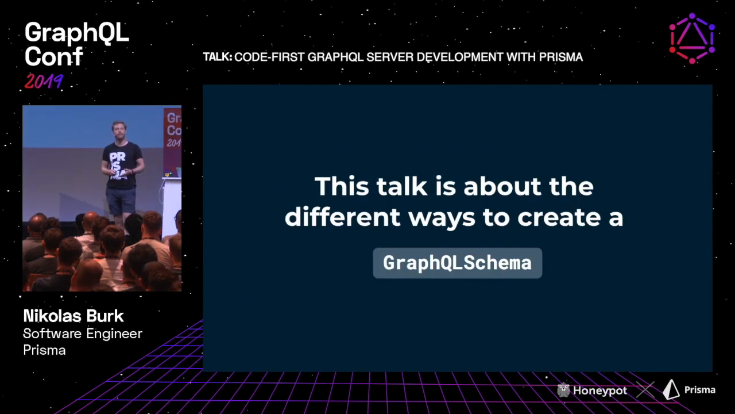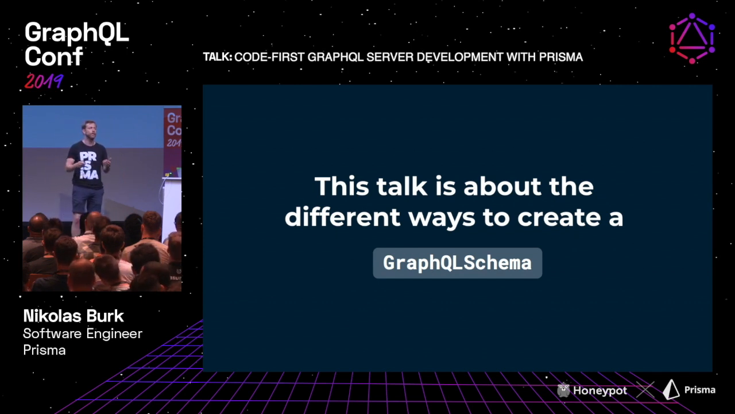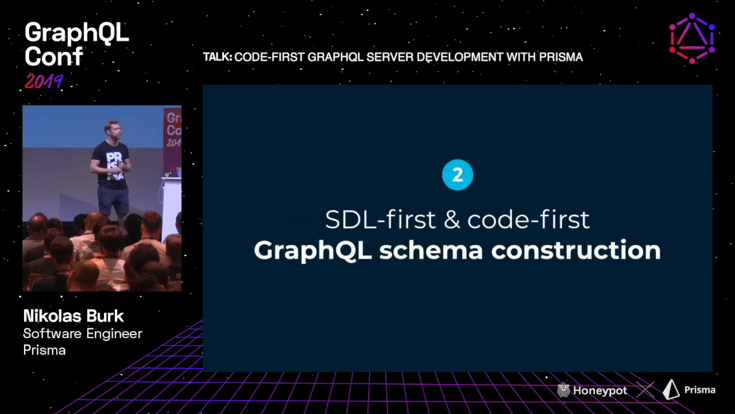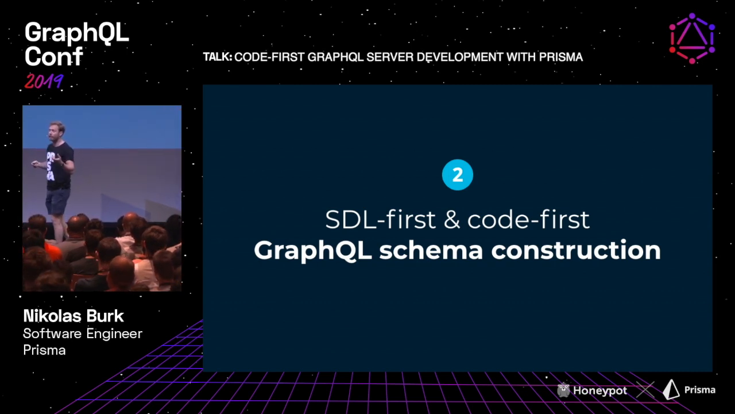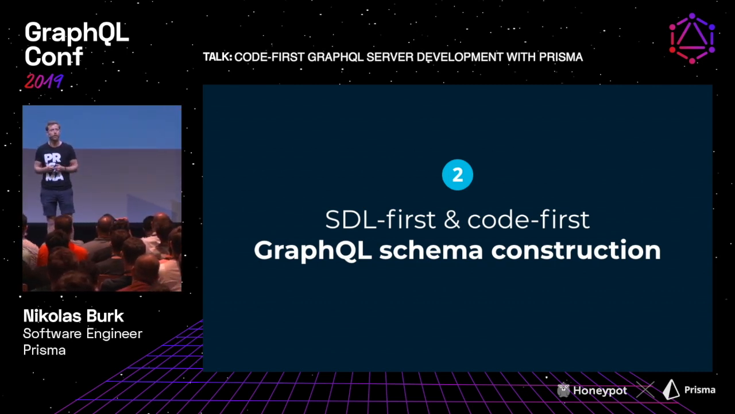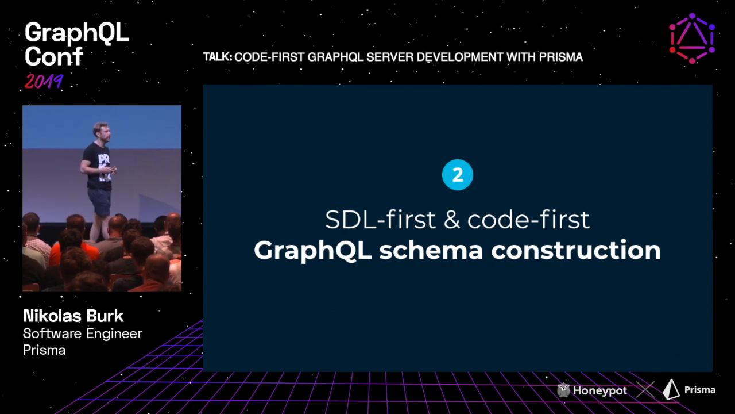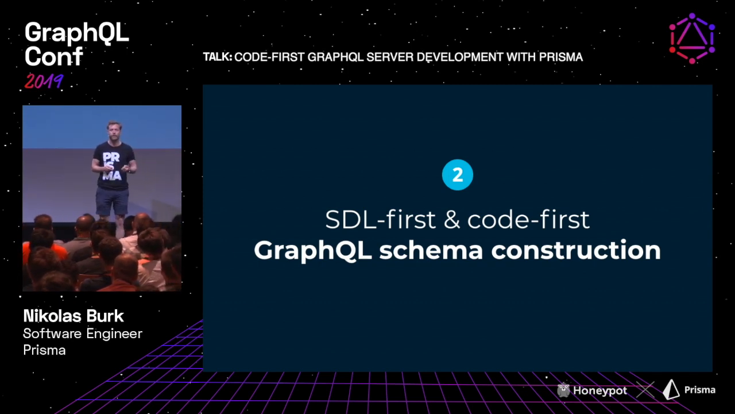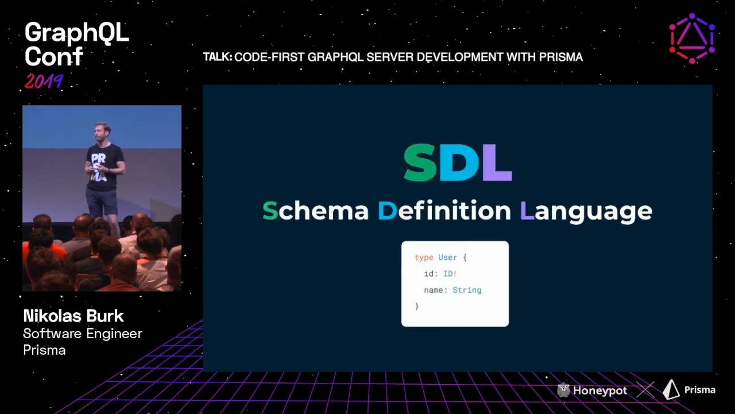And this talk really is about the different ways, or at least the first part of this talk is about the different ways how you can create this GraphQL schema instance. So we have two approaches at the moment that are called schema-first or SDL-first and code-first. I'll talk a bit more about terminology in a second. But both are really just related to GraphQL schema construction.